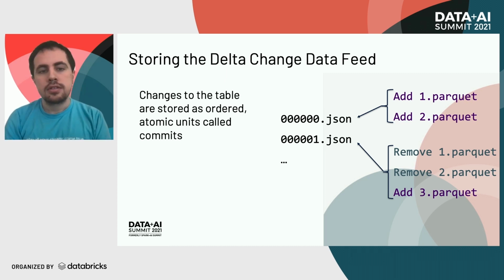All right, so under the hood for Delta in general, changes are stored as ordered atomic units called commits. And you can see an example of this on the side of the slide here. Each commit is represented by a numbered JSON file containing what are called add actions and remove actions. These represent files where the rows within these files are added to or removed from the table in that version.